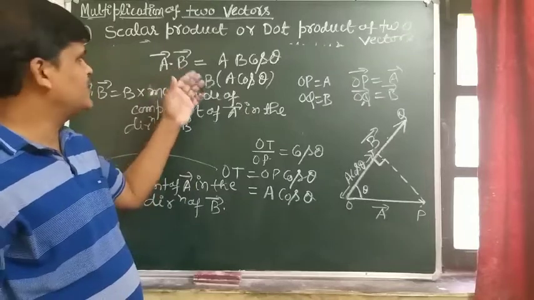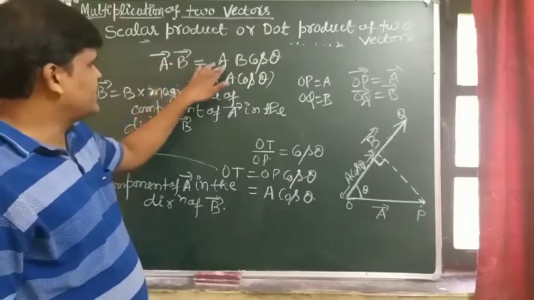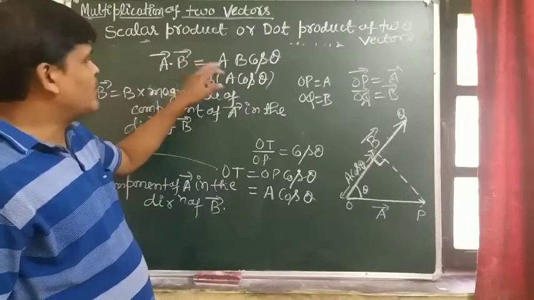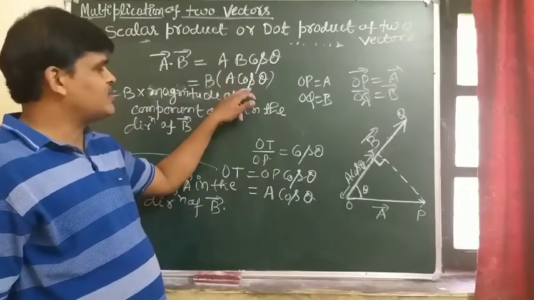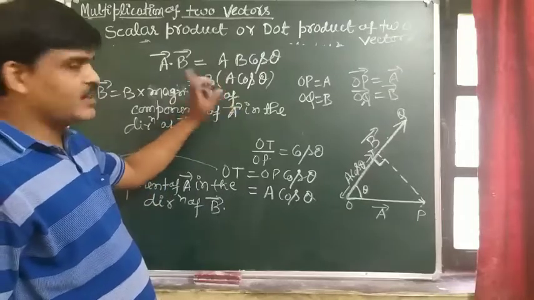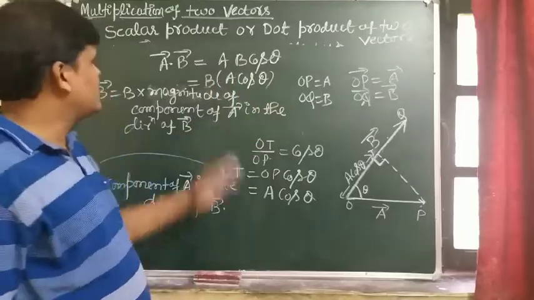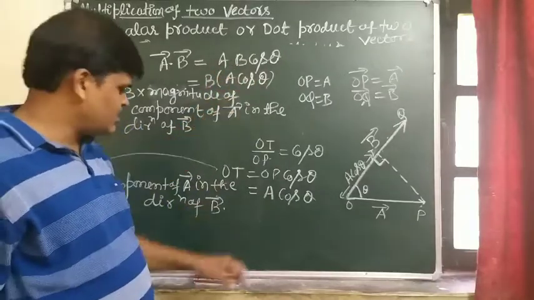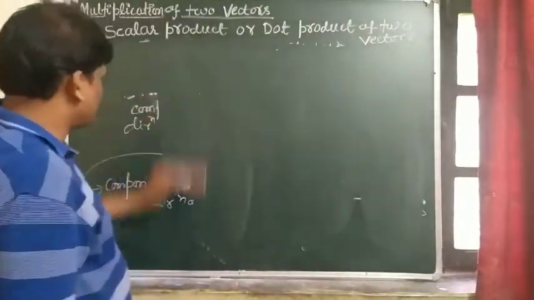So the actual formula for the scalar product of two vectors: if vector A and vector B have a small angle theta between them, then vector A dot vector B is AB cos theta. It can be read as the product of the second vector and the component of the first vector in the direction of the second vector, or the first vector A and the component of the second vector in the direction of the first vector. But the overall formula, vector A dot vector B, is written as AB cos theta. And this is the scalar product or dot product of two vectors.